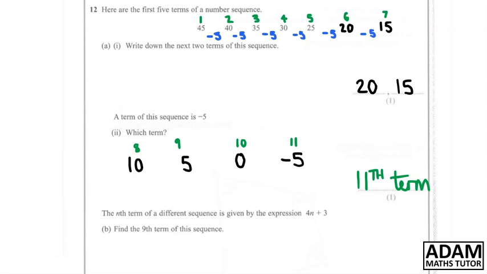The nth term of a different sequence is given by the expression 4n plus 3. Find the 9th term of this sequence. So the nth term is an algebraic expression that finds any term in the sequence, and to do that you just need to substitute the position that you're trying to find for n. So if you want to find the 9th term, you just have to substitute 9 in for n. So 4 lots of 9 is 36, plus 3 gives us 39.